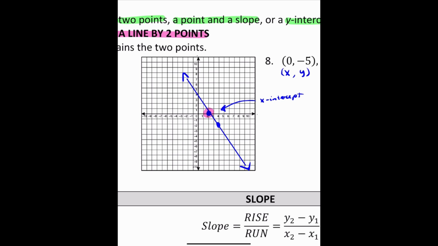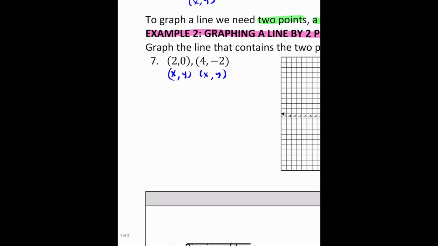Okay, so if you don't remember, this is your x-axis, this is your y. So this line will cross the x-axis. Now the x-intercept is in the form x comma 0. So when we look at 2 comma 0, we have an x value, and the y is 0. So whenever you have an x-intercept, you will have an x value, and the 0 will always be y.